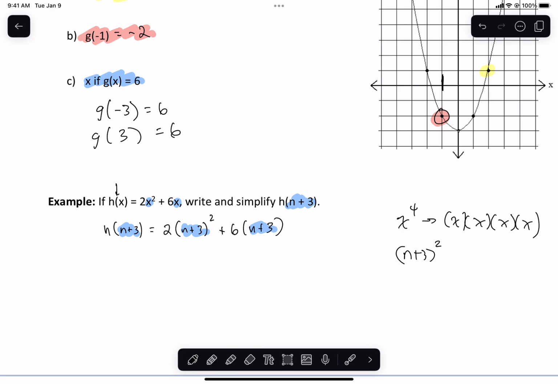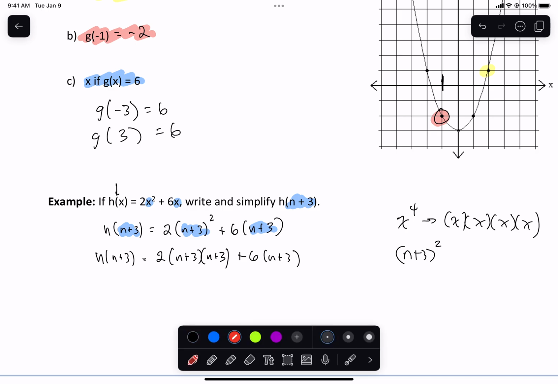You can use a table or FOIL, FOIL being first, outers, inners, last. One of those 3 things should sound familiar to you. Okay? So we write it, and then we're just going to do whatever expanding work we can do. With the rainbow, something like this.